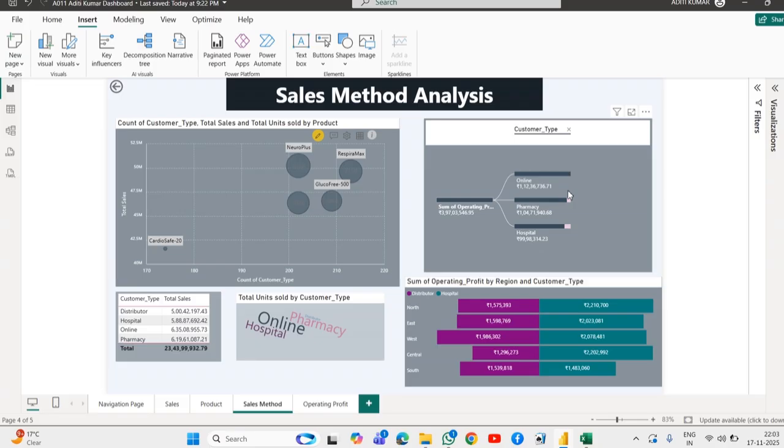9 crore 99 lakh 83,014. So this data comes around like that.